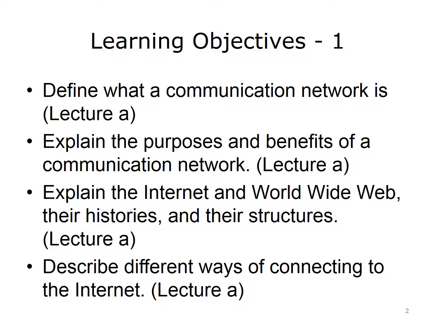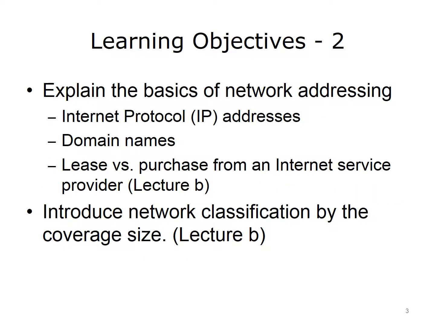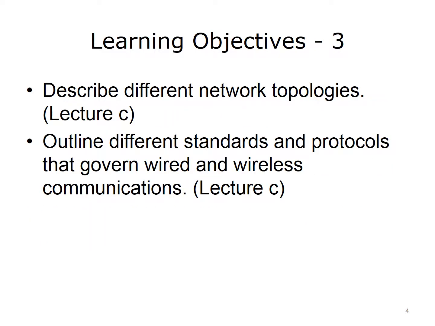The objectives for this unit on networks are to define what a communication network is, explain the purposes and benefits of a communication network, explain the Internet and World Wide Web, their histories and their structures, describe different ways of connecting to the Internet, explain basics of network addressing, IP addresses and domain names, and how they can be leased or purchased from an Internet service provider, introduce network classification by the coverage size, describe different network topologies, outline different standards and protocols that govern wired and wireless communications.